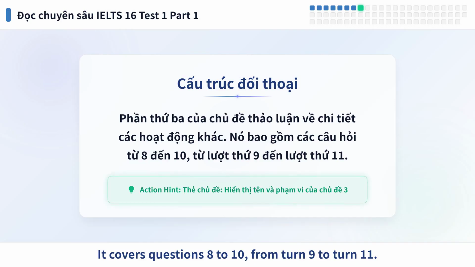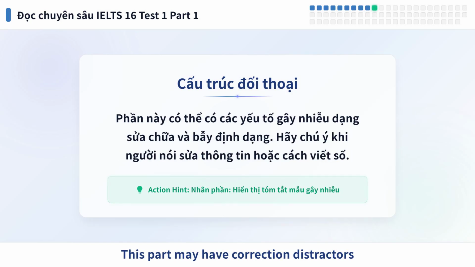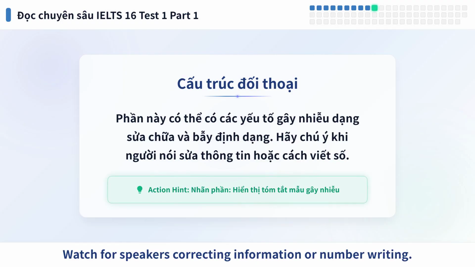The heat map shows questions 1 to 3 are in Topic 1, questions 4 to 7 are in Topic 2, and questions 8 to 10 are in Topic 3. This part may have correction distractors and format traps. Watch for speakers correcting information or number writing.